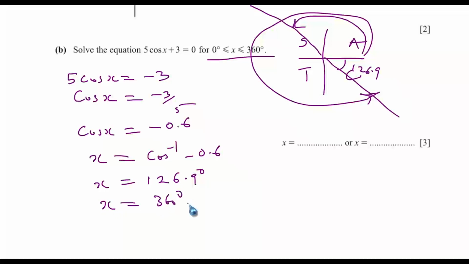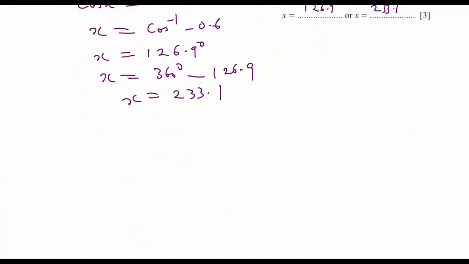So we have x equals 360 degrees subtract 126.9, and the value of x will be equal to 233.1. So you have x equals 126.9 degrees, or x equals 233.1 degrees. So that is the solution to that question.